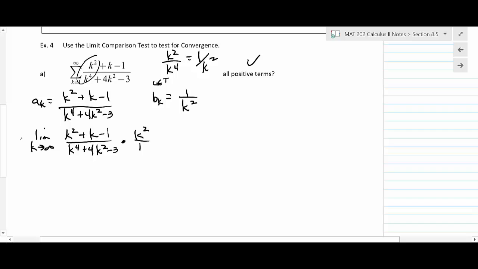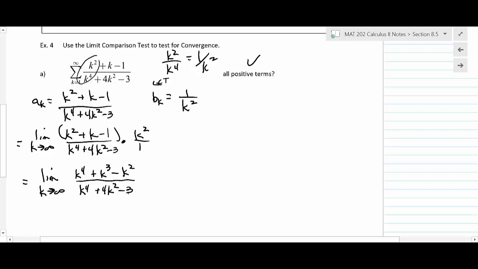So we're going to go ahead and multiply everything out on this. We're just going to do the limit as k goes to infinity, multiplying out the numerator. You're going to just distribute, so you're going to have k to the fourth plus k to the third minus k squared in the numerator. Then the denominator is going to be k to the fourth plus 4k squared minus 3.